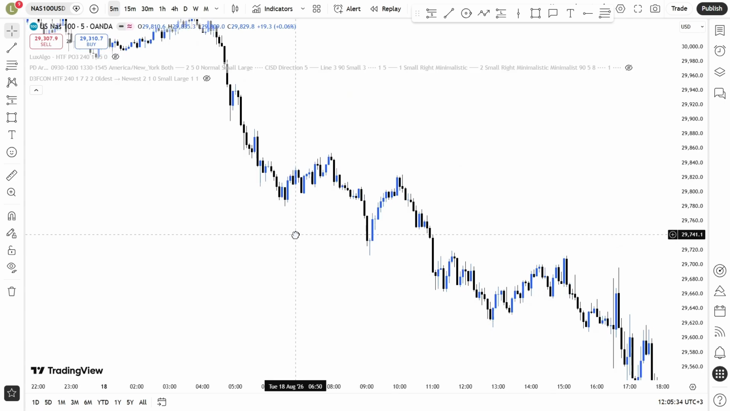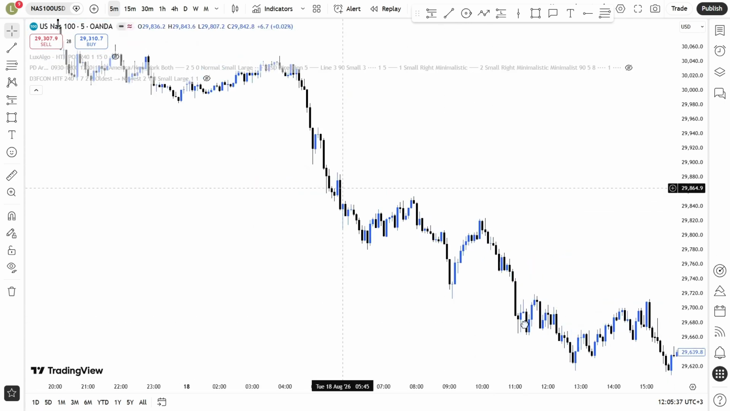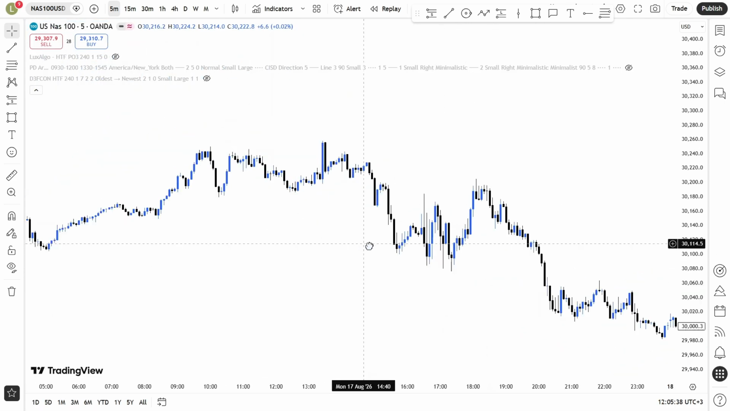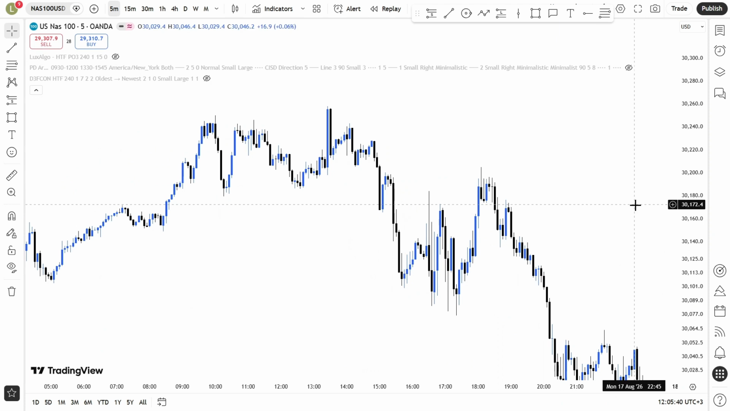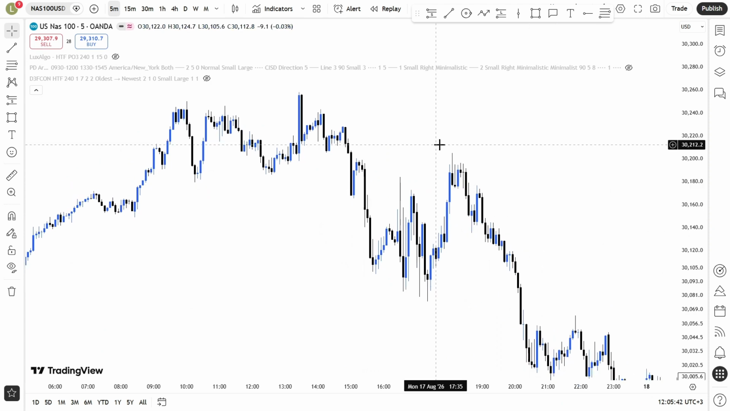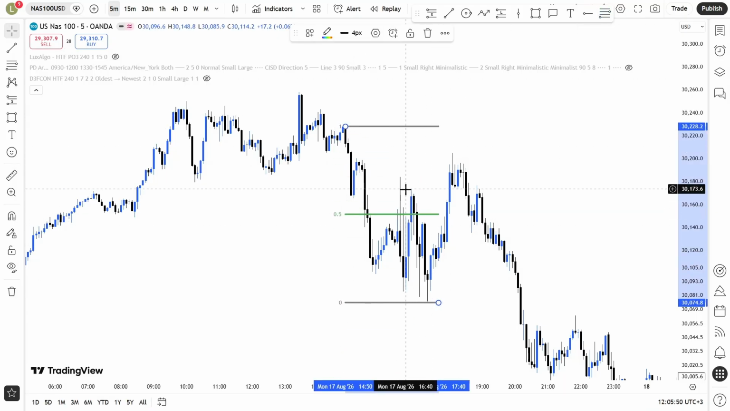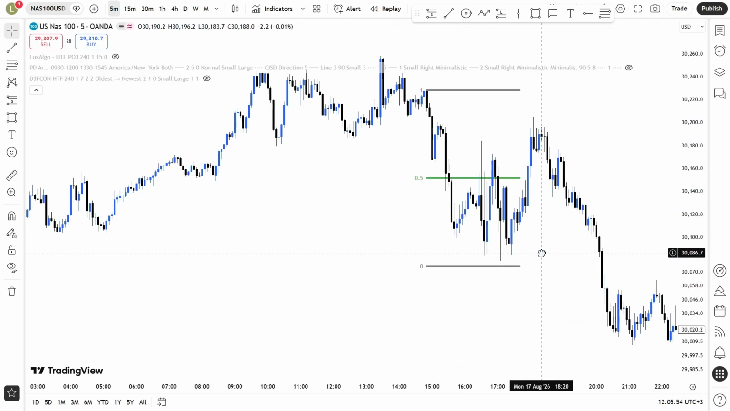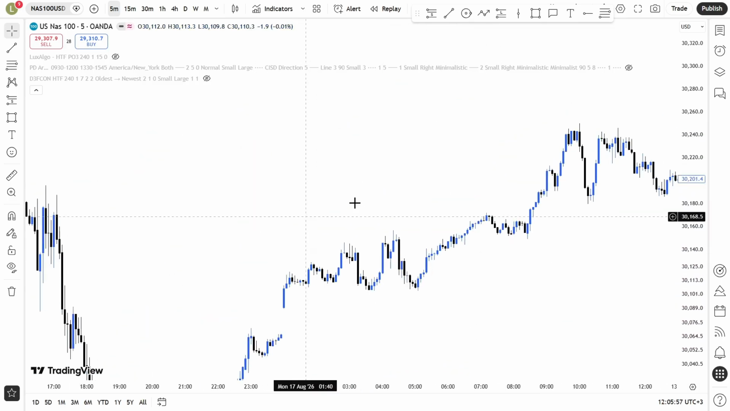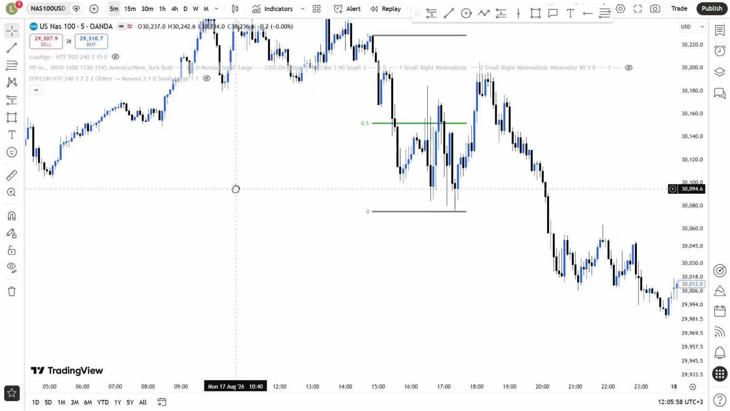All right, let's look for another one. We have this retracement here. You want to sell from above here and buy below here. So that's it.